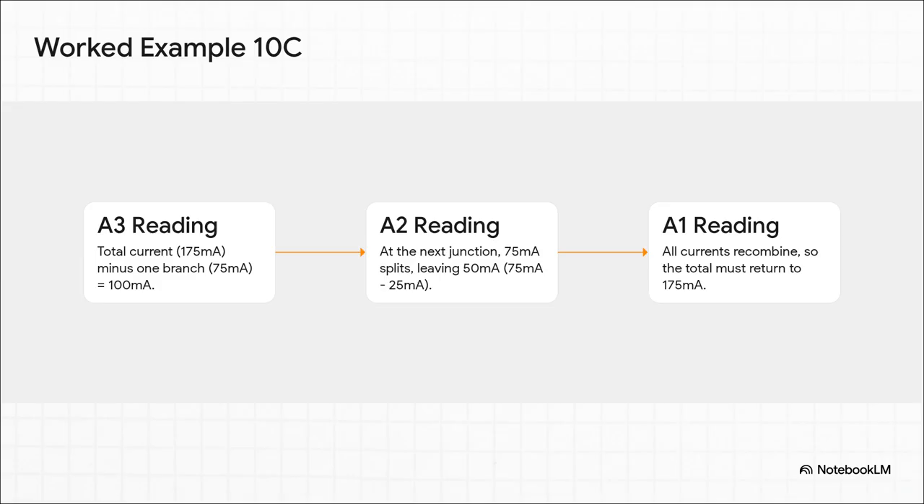Now follow that 75 milliamp path. It hits another junction and splits again, with 25 milliamps peeling off. So what's left for A2? Well, 75 minus 25 is 50 milliamps. And finally, all those separate paths come back together. So what does A1 read? The grand total, of course. The full 175 milliamps, all accounted for.